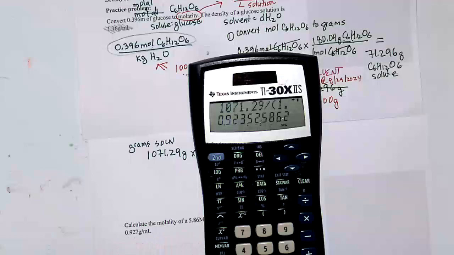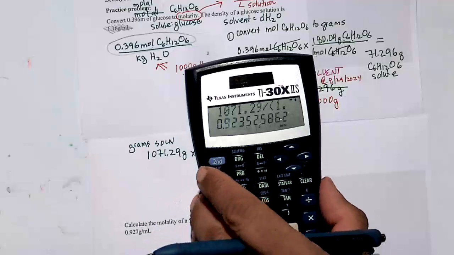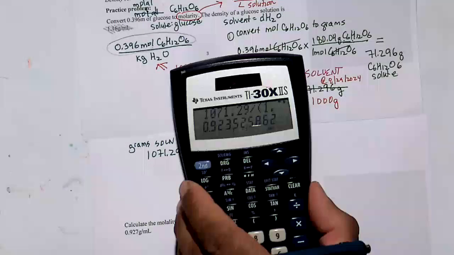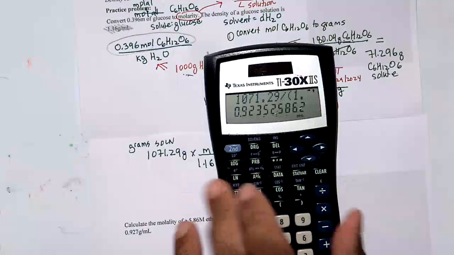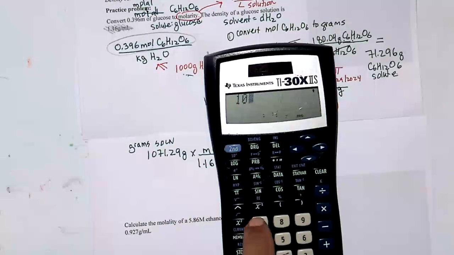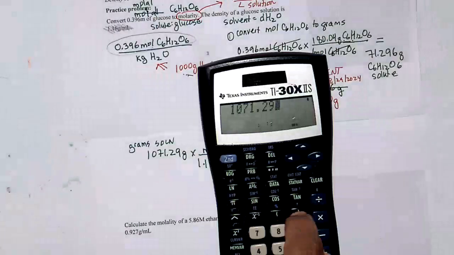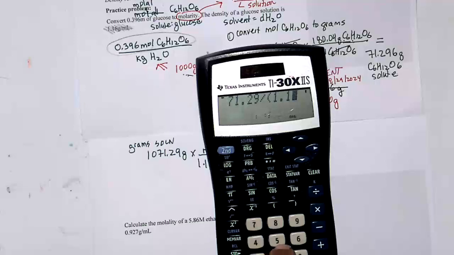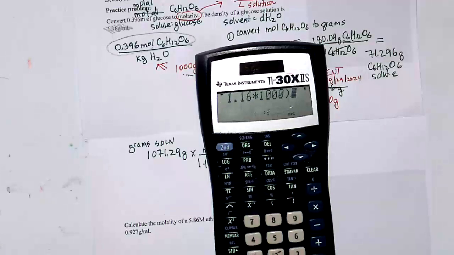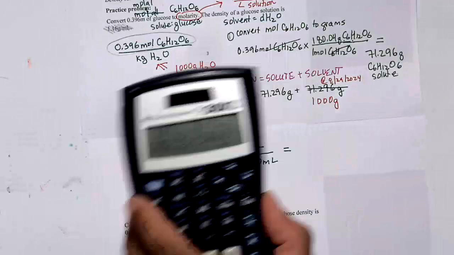You're getting 0.924 liters. 1,071.29 divided by 1.16 times 1,000. Close the parentheses. 0.924 liters.